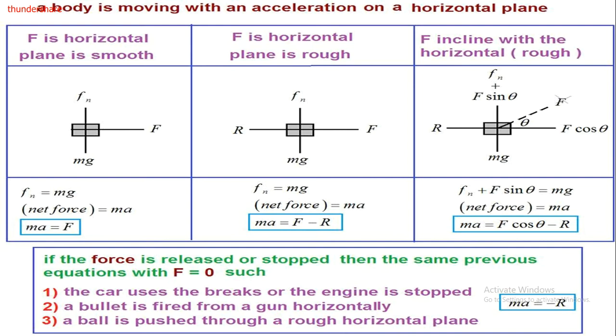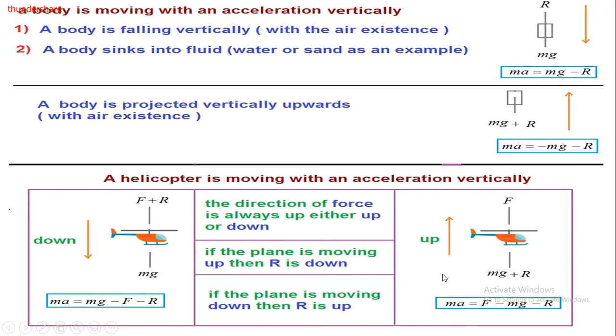Please consider this case, because if the air resistance doesn't exist, it will be projectiles. So to consider this case with Newton's second law, we are using the air resistance. A ball is pushed through a rough horizontal plane. It is the same in all of these three cases. Ma equals negative R. If a body is moving with an acceleration vertically downward, the force which makes the body move down is the weight, of course, mg, and the air resistance is trying to stop or reduce the velocity. So mg minus r.